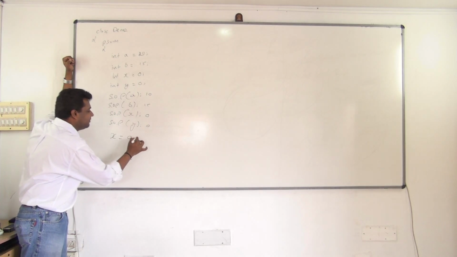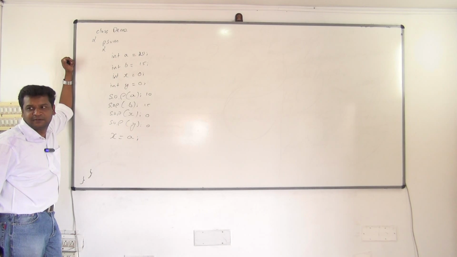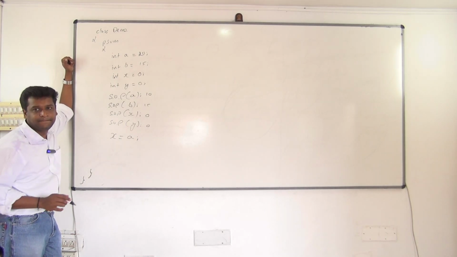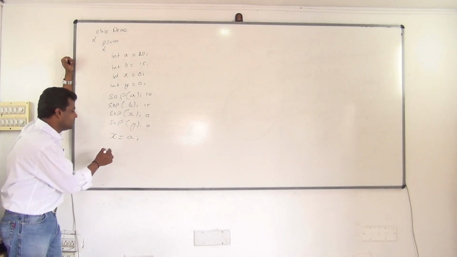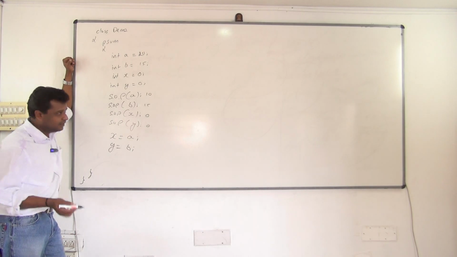I'll use an assignment operator. Yes or no? I'll just use the assignment operator. I want to give the value of a to x. Very simple. Same, I'll give the value of b to y also. Valid. Actually, what has happened?